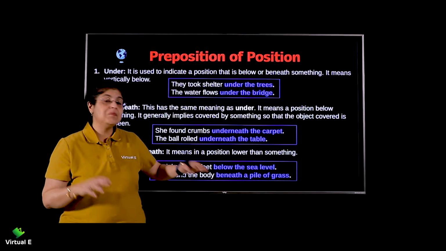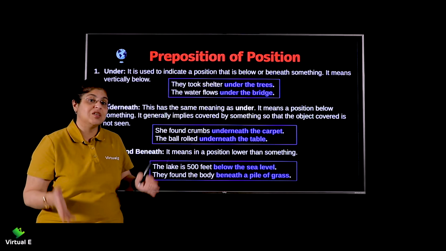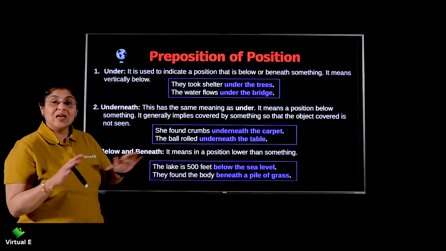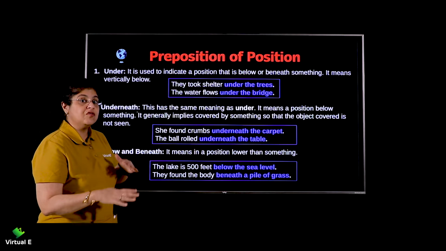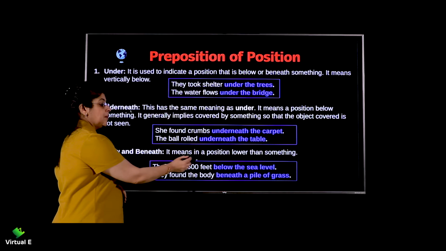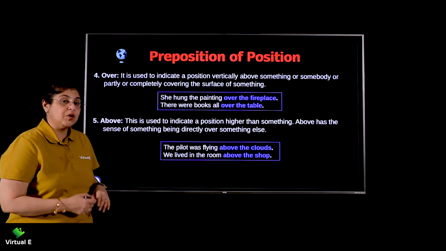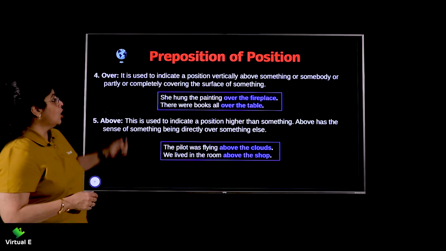They found the body beneath a pile of grass. So there was nothing vertical. It was just there, right? So please try and understand, here it was covered beneath. It was covered by something so it was not visible. That is why it is beneath. I hope it's really clear, but still as we solve more examples, we will understand better. So don't you worry.